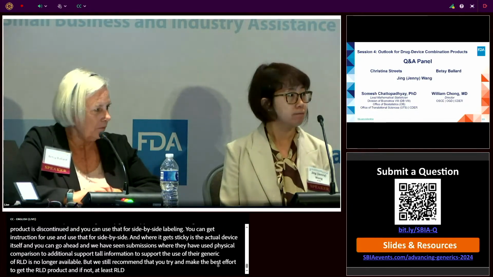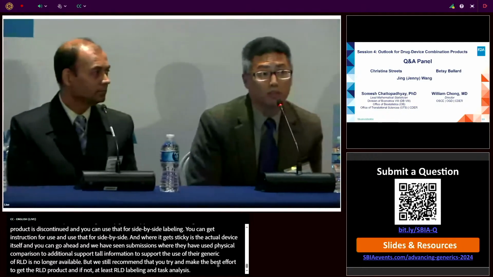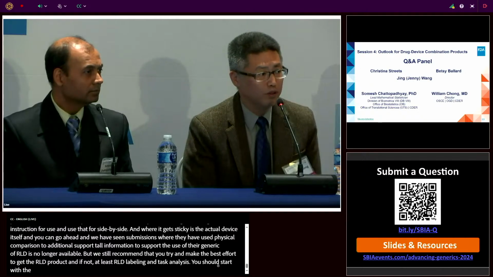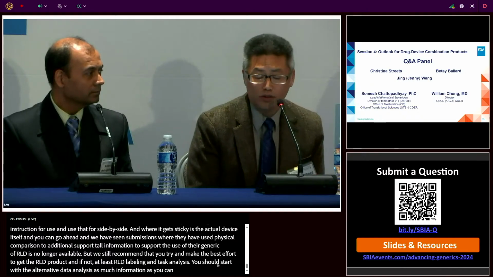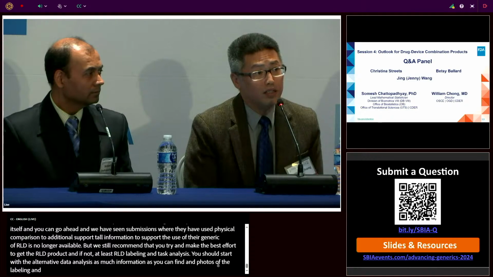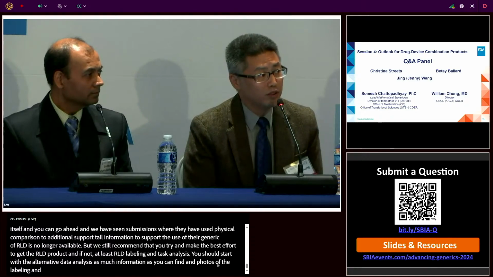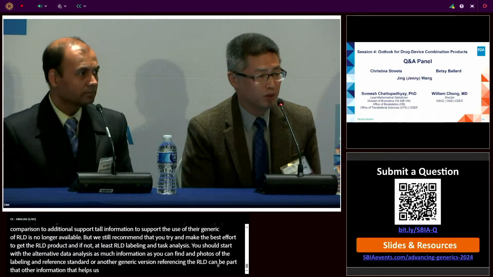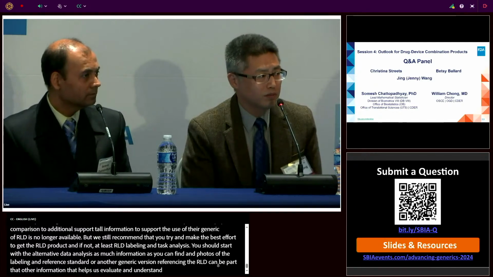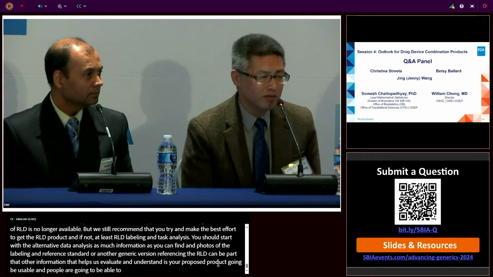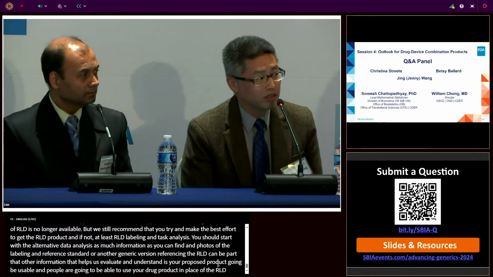I would emphasize that part, that you should be starting with the RLD as much as you can find, as much information as you can find. Photos of the RLD labeling, those sorts of things. And some of this supportive or supplemental information from a reference standard or another generic version referencing the RLD can be part of that other information that helps us evaluate and understand, is your proposed product going to be usable in the marketplace? Are people going to be able to use your drug product in place of the RLD, which, recognizing in this situation, the RLD is discontinued?